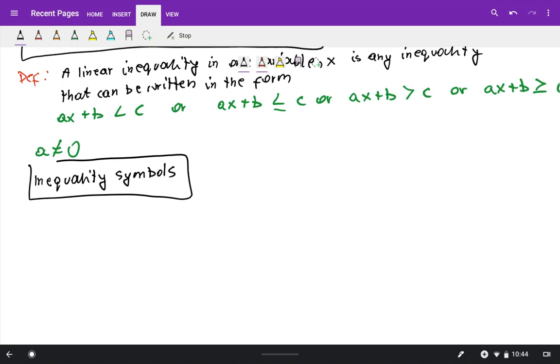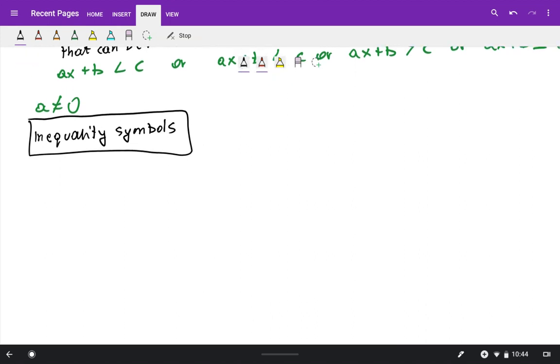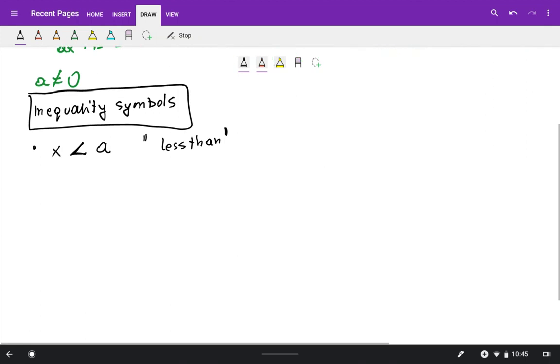So the first one is x less than a. This symbol right here, we read as less than. And the solution set includes the real numbers less than a but not equal to a. Next one is x less than or equal to a. So we'll read that as less than or equal.